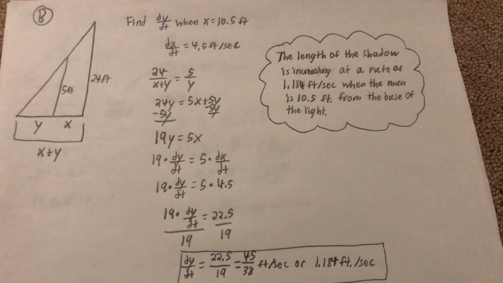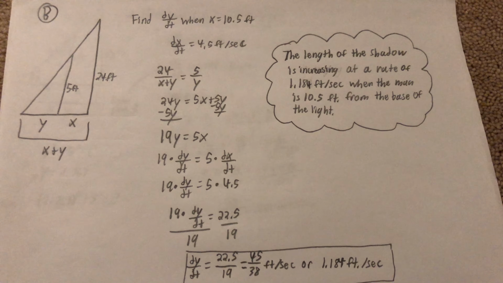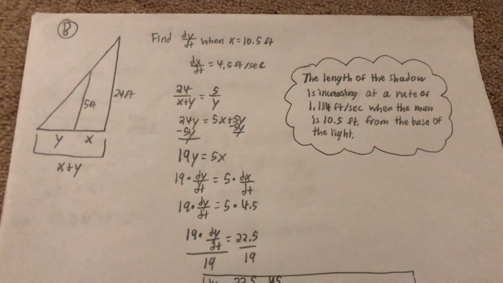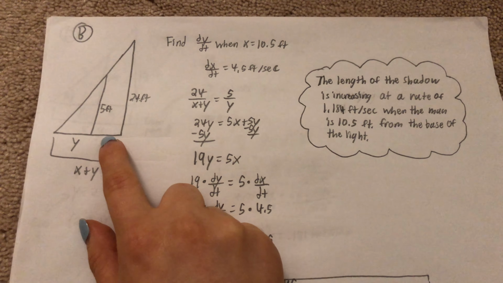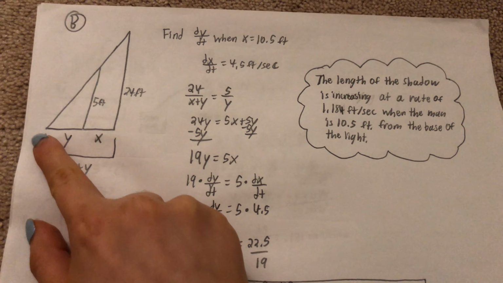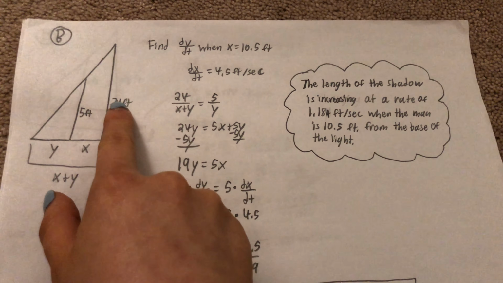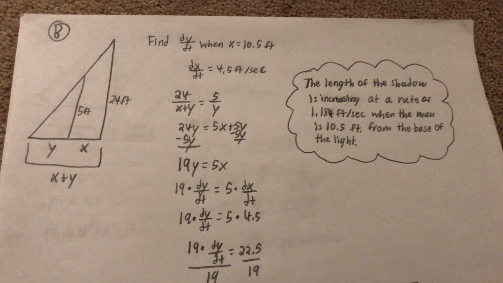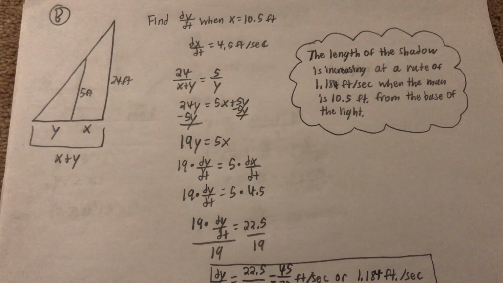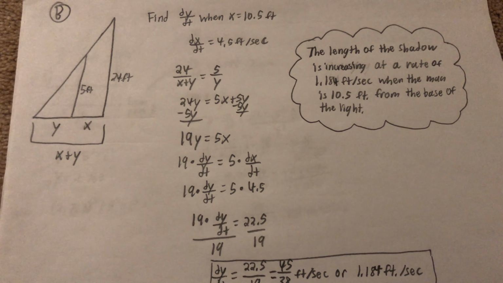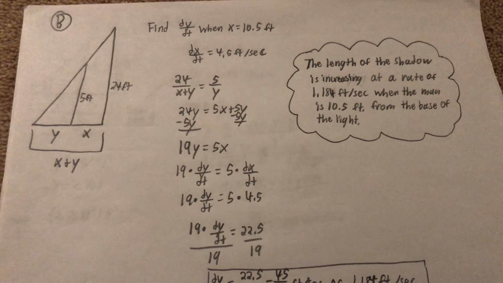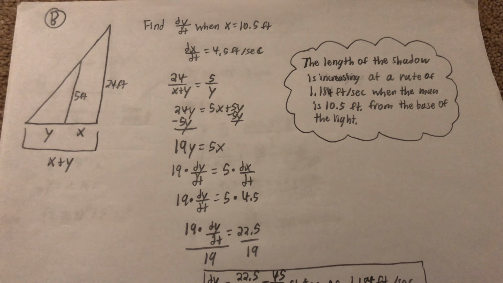For part B, we are asked to find the rate at which the length of the shadow is changing when the man is 10.5 feet away from the lamp. x is the distance away from the lamp the man is at, and y is the length of the shadow, and x plus y is the overall distance. The height is 24 feet of the lamp, and the man is 5 feet tall. We are given that the rate at which the man is walking away from the lamp is 4.5 feet per second. We can use the idea of similar triangles to set up a proportion in order to solve for the derivative of y, which is dy over dt.